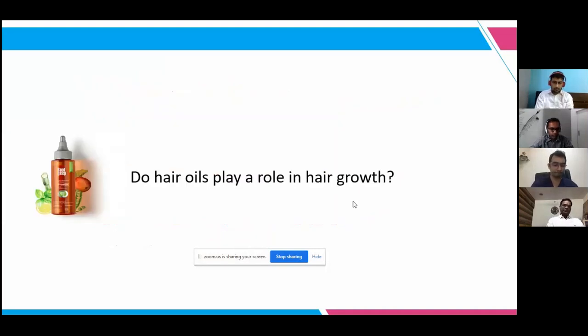Do hair oils play a role in hair growth recuperation? Sir, I don't see any role for oil in hair growth, although it's been marketed in the media in a big way. A lot of advertisements are there containing this thing, that thing. So do you think that hair oils will play a role? I don't think even a single hair follicle will grow because of any oil, sir. Yeah, you are right.